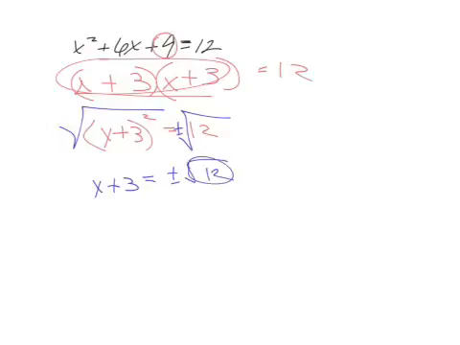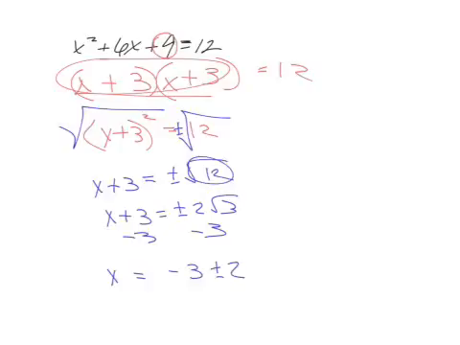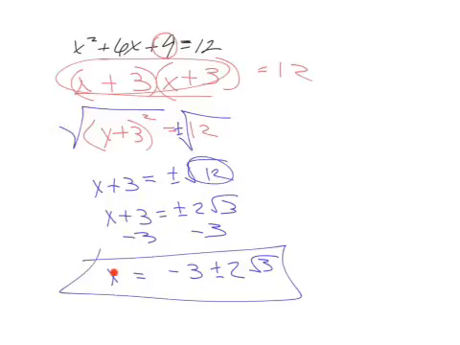Now in the last one we already found out that the simplification of the square root of 12 is 2 square root of 3. And then we subtract 3, and we have x equals negative 3 plus or minus 2 square root of 3. And there is our answer. Two answers. We get x equals negative 3 plus 2 square root of 3, negative 3 minus 2 square root of 3. So those are our two answers.